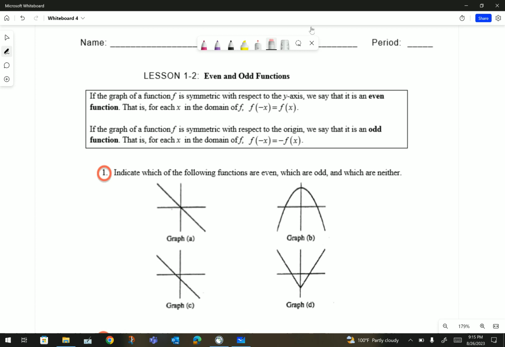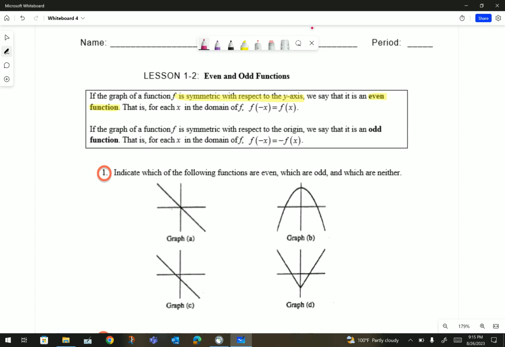In this little table here, it reads that if the graph of a function f is symmetric with respect to the y-axis, we say that it is an even function. Graphically speaking, if we see symmetry about the y-axis, in other words, the graph on the left side of the y-axis is a mirror image of the right side, then you know that it is an even function symmetry.